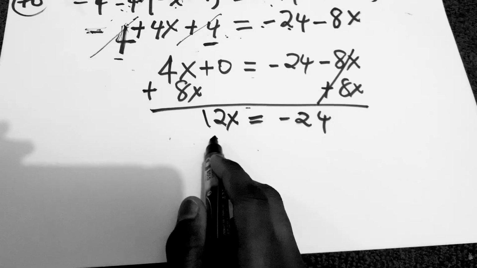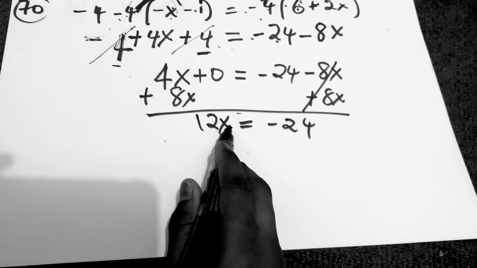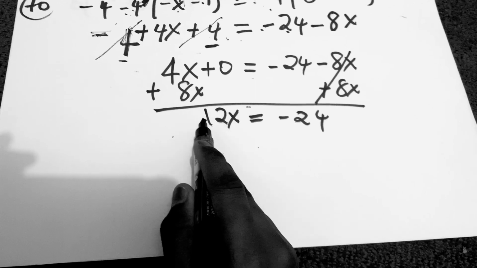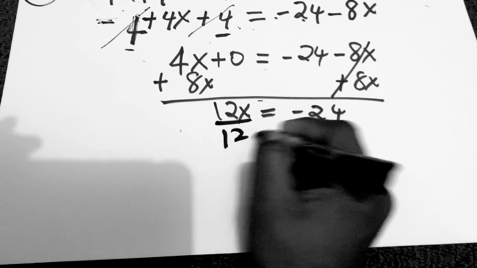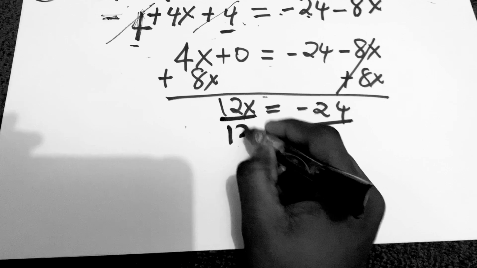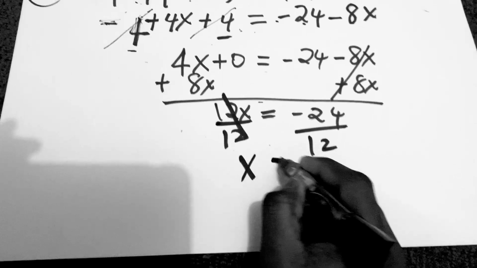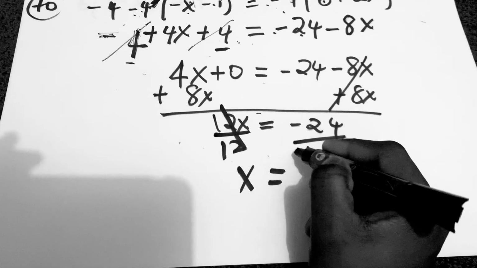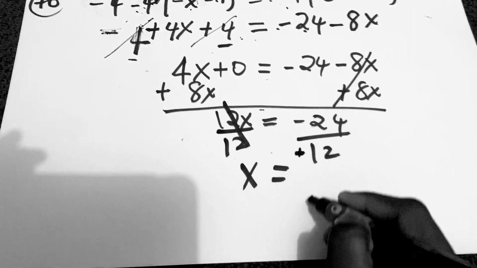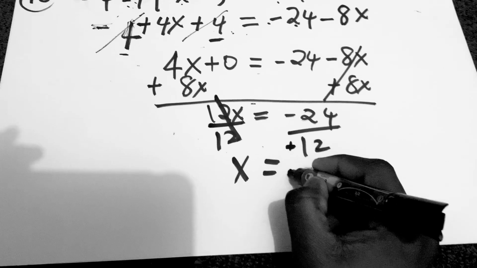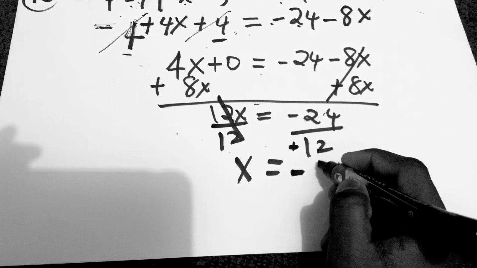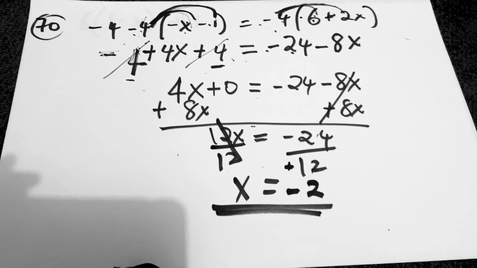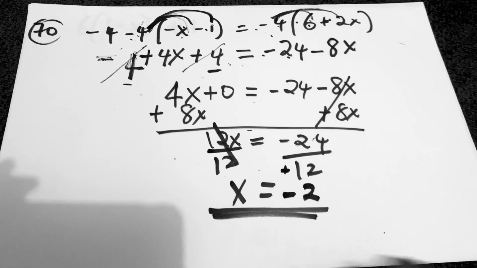Now, the last step. 12 is multiplying x, so the opposite of multiplication should be division. I need to divide by 12. Divide by 12, and this cancels out. And x is equal to negative 24 divided by 12. Let's take it step by step. Negative divided by positive is negative. 24 divided by 12 should be 2. So this is our final answer. I hope this makes sense.